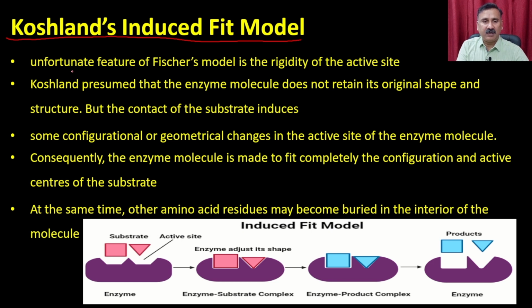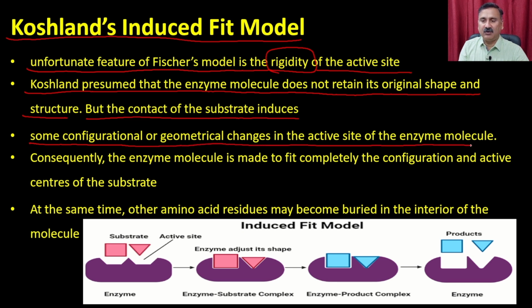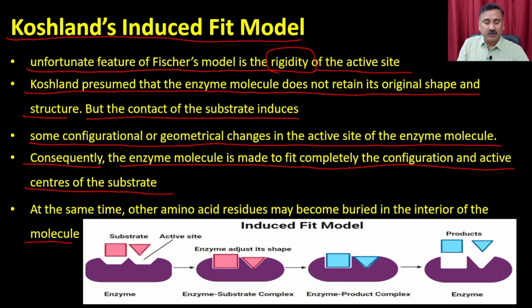So what is the Koshland induced fit model? The unfortunate feature of the Fischer model is the rigidity of the active site, which means it says that the active site is a three-dimensional conformation that remains like that and should not change, but that is not the case, right? So what Koshland presumed is that the enzyme molecule does not retain its original shape and structure, but the contact of the substrate induces some configurational or geometrical changes in the active site of the enzyme molecule. Consequently, the enzyme molecule is made to fit completely the configuration and the active center of the substrate. At the same time, other amino acids may become buried in the interior of the molecule. So it says that the enzyme does not have a predefined three-dimensional structure or a predefined three-dimensional binding site.